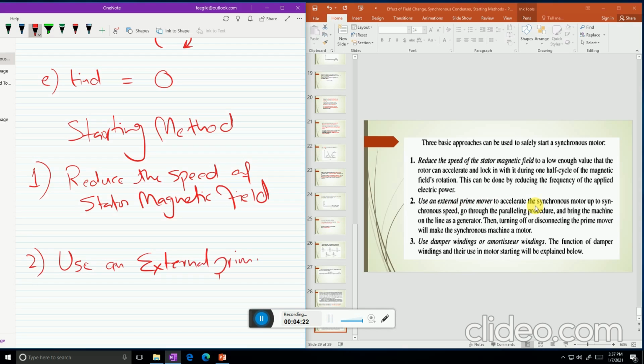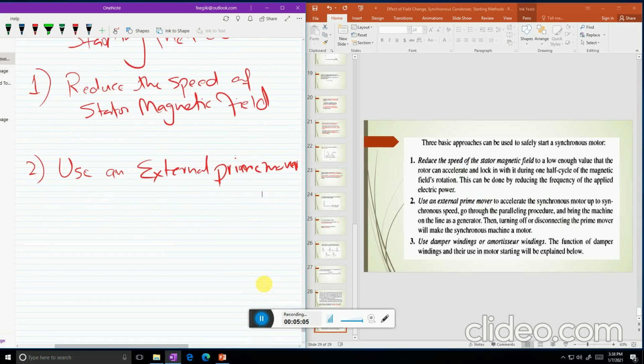External prime mover. In this case, the prime mover is rotated by some external force, and now the synchronous motor is behaving as a synchronous generator, because the external prime mover is driving the rotor, and a three-phase supply is applied on the stator winding. Now the same steps are followed to parallel the generator to the system, and when it is synchronized with the system, then we remove this prime mover, and now the power is supplied from the stator side, and the motor starts rotating at synchronous speed. This is the second method.